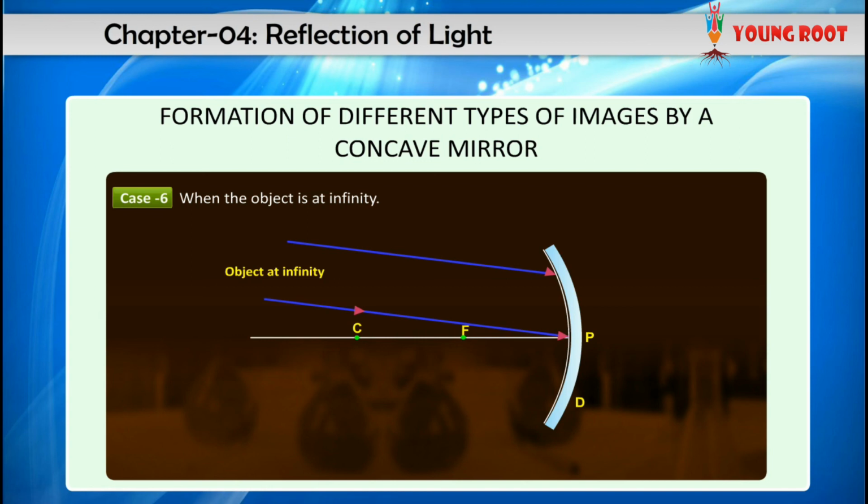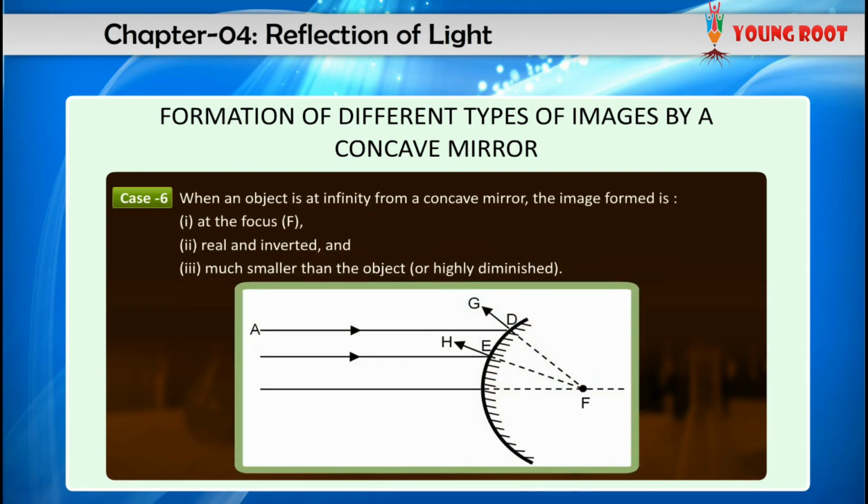These parallel rays get reflected at points D and P and then intersect at point A dash in the focal plane of the mirror. When an object is at infinity from a concave mirror, the image formed is at the focus F, real and inverted, and much smaller than the object or highly diminished.